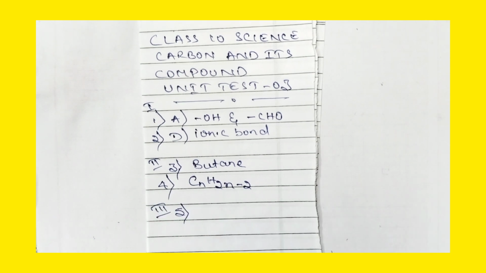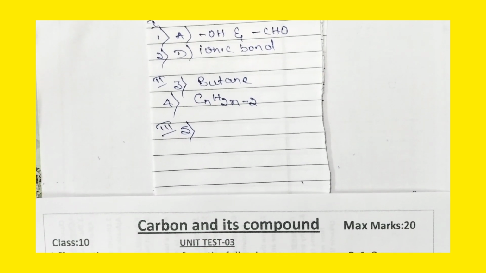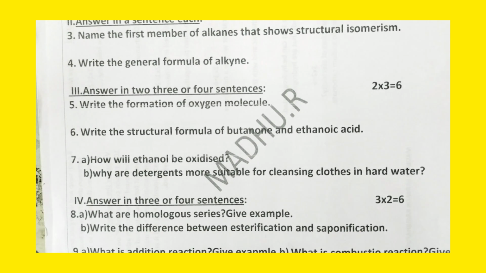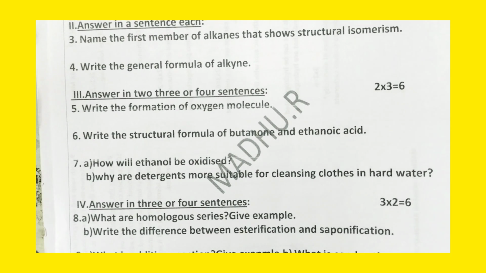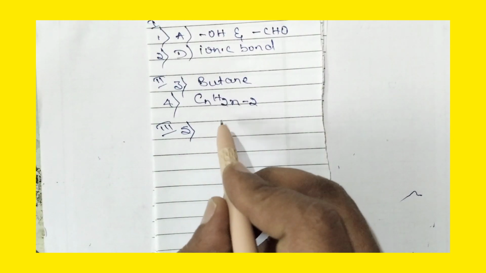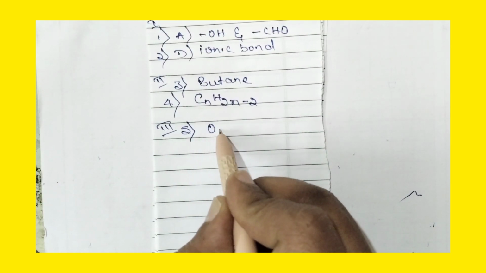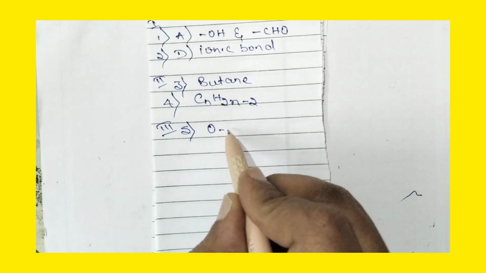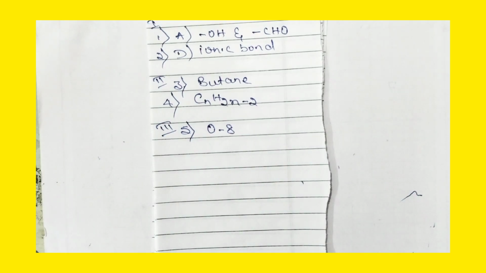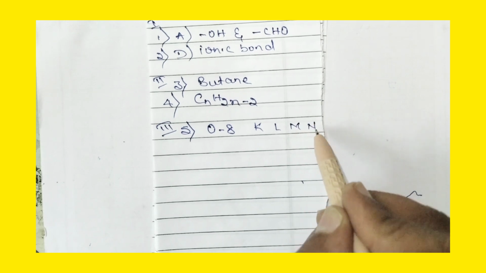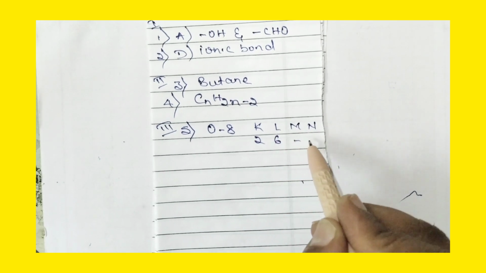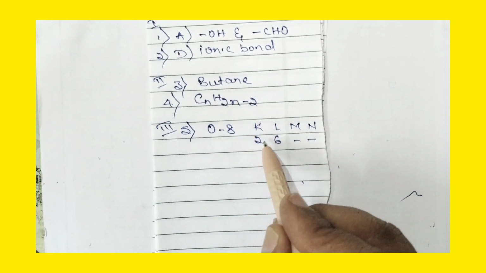Now let us move to the fifth question, question number 5. Write the formation of oxygen molecule. Let us write how the oxygen molecule is formed. We know that the atomic number of oxygen is 8. So the electrons can be distributed as 2, 6. So here this shell is not completely filled.